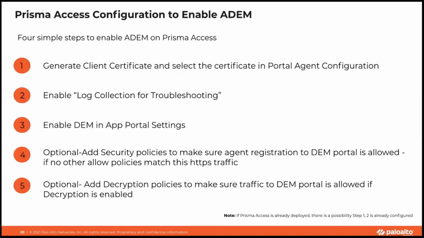This is the flow, how you can enable the ADEM in your Prisma Access deployment. There are simple 4 steps. First of all, you need to generate a client certificate and the portal configurations, and then enable the log collection for troubleshooting, enable ADEM in the portal, and then security policies, which I talked about earlier. I will go through each and every step in detail and let you know what you need to do.